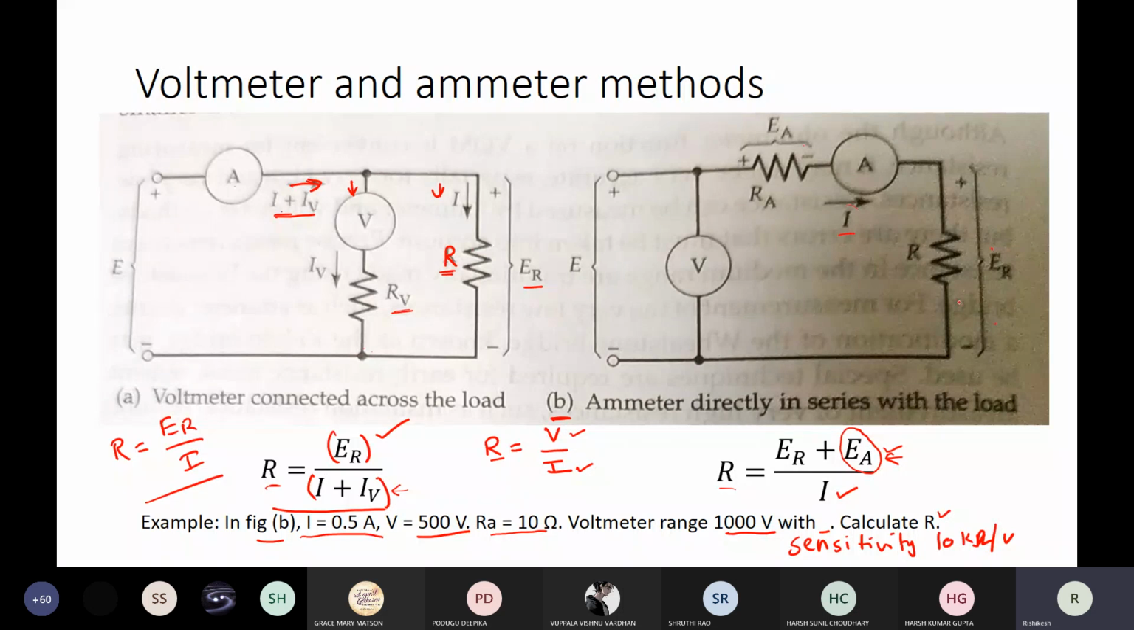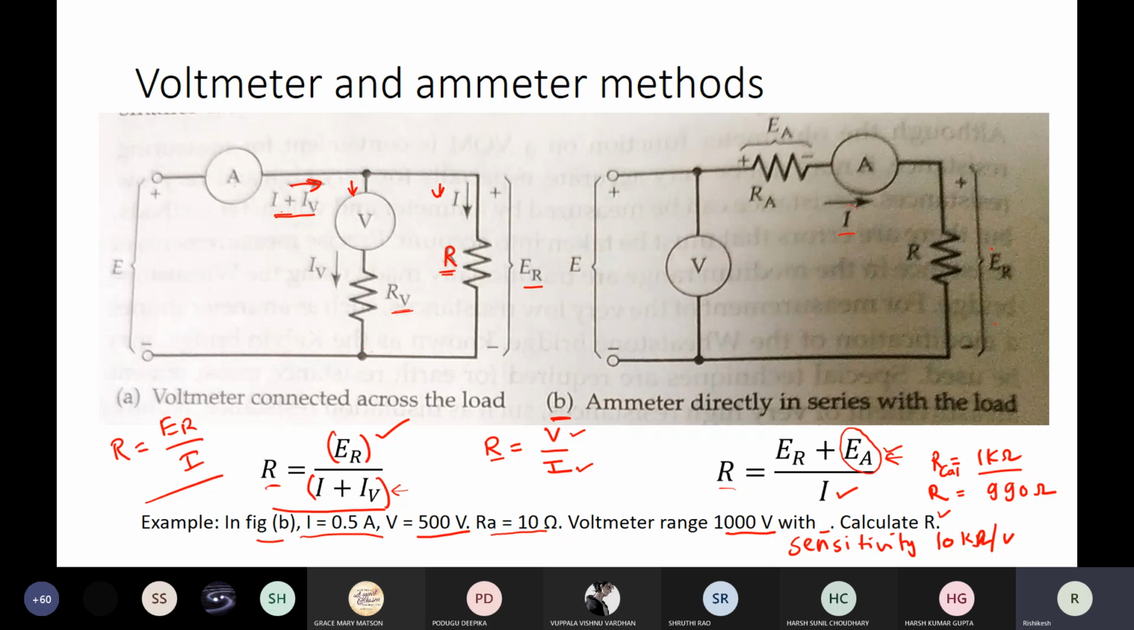Now if you consider this configuration, what is the value of R you will calculate? 1 kilo, right? 1 kilo, that is what you will calculate. But what is the actual value of R? 990 ohm, isn't it?